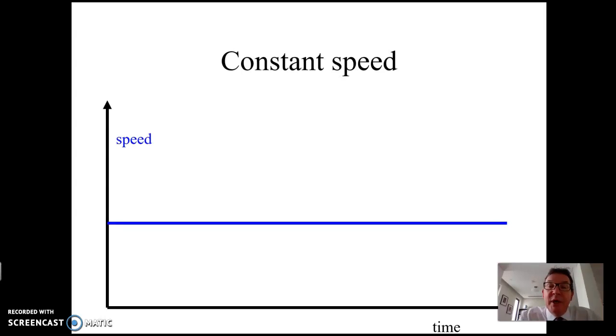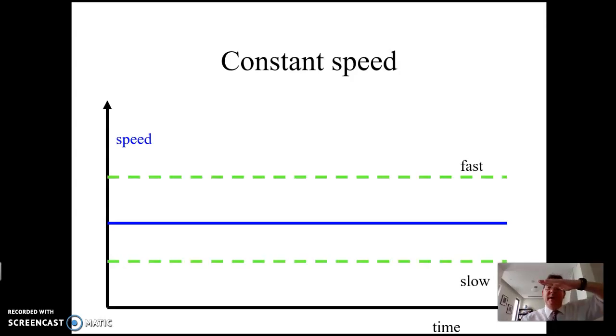Okay, in a speed time graph, if the speed is constant, if the speed is not changing, this is now a flat line. If you remember, in a distance time graph, constant speed was a straight upward slope. But in a speed time graph, it's a horizontal line. Obviously, if it's a faster constant speed, it's going to be a higher line.